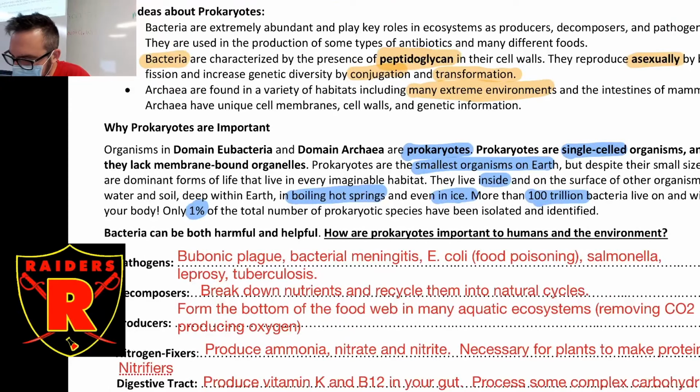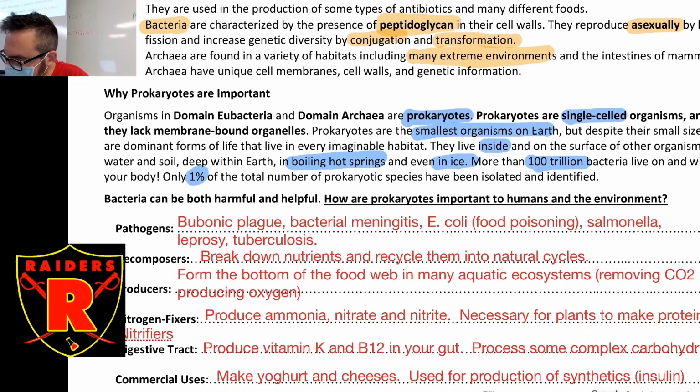Single cells. Yeah, they don't have organelles. They're obviously the smallest because they're single-celled, and their cells are very small.